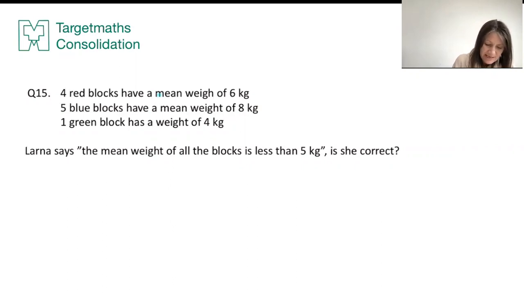Okay, so we've got that keyword mean literally all over the place. And we are having to find out if the mean weight of all the blocks is less than 5. So we need to find out the total of all the blocks so that we can actually work out the mean of them all. So our first step is to say these questions are a different context, but pretty much have the same steps regardless. So there is a total that when it's divided by 4 gives a mean of 6. 6 times 4 is 24. So that is the total of the red blocks.